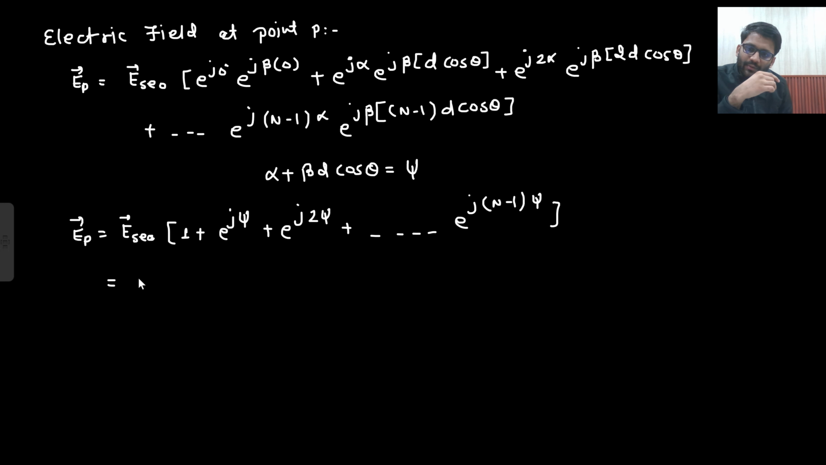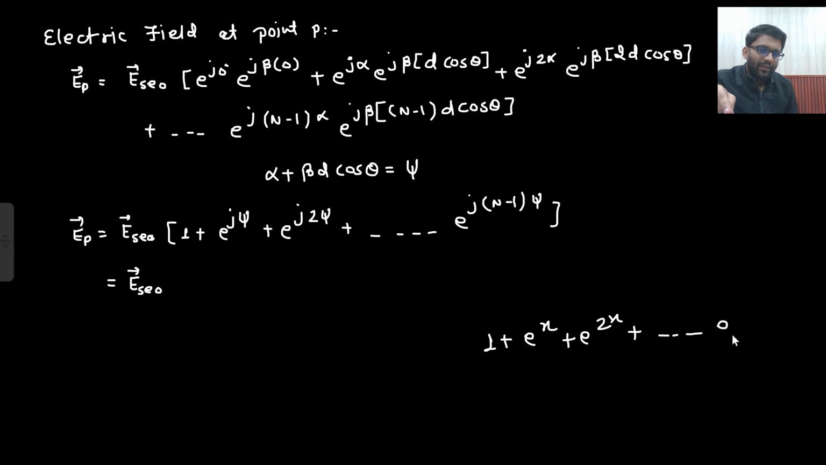Okay. So what you are getting? Single element at origin. Now 1 plus e to the power x plus e to the power 2x plus, in that manner we are going. Right? How many terms are there? E to the power (n minus 1)x. What is your x here? x is j psi. So what will be the summation of this?